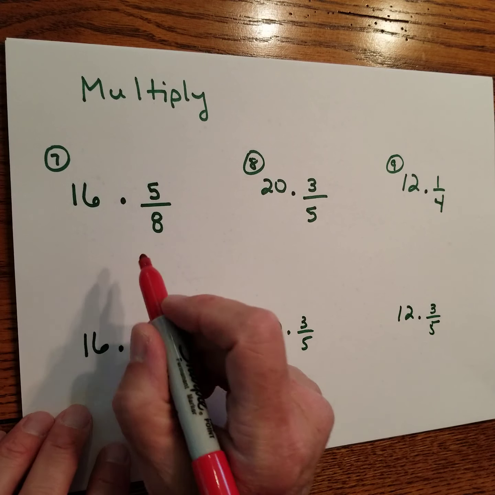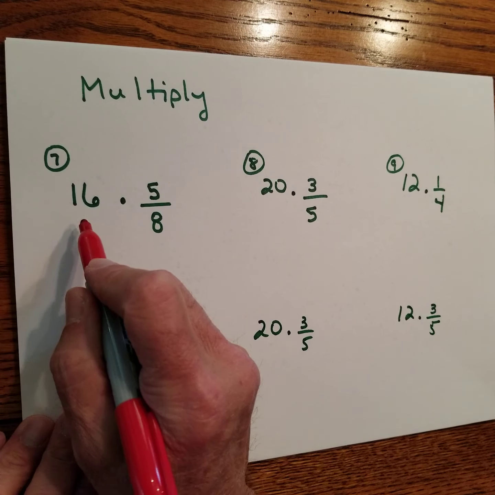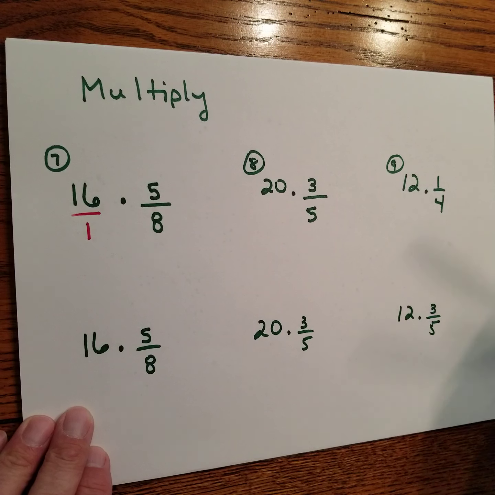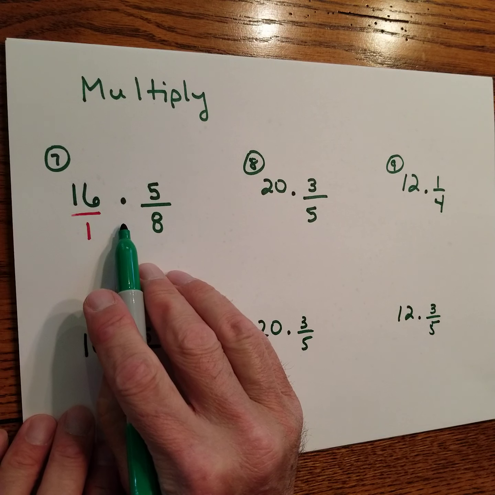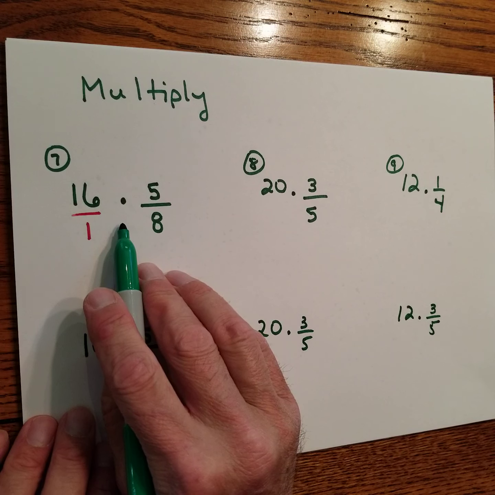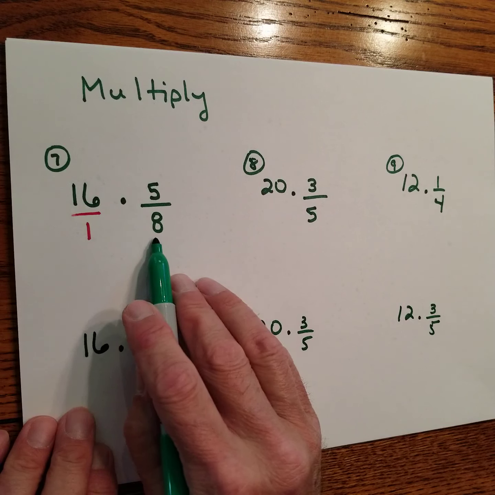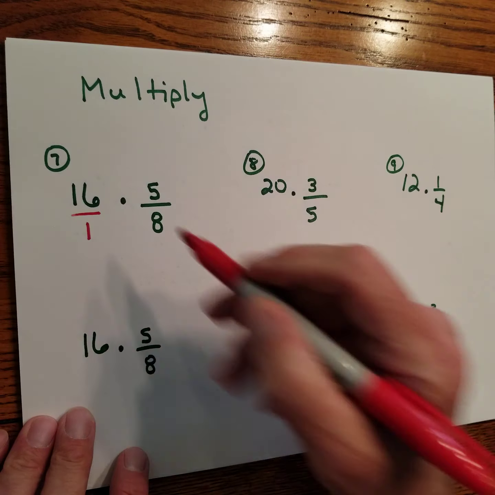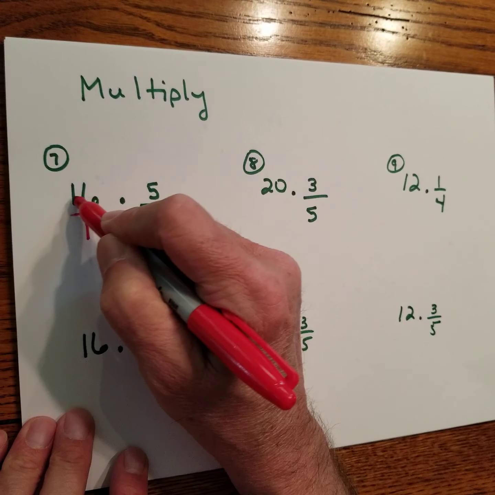For number 7, well, when we multiply, it would be nice if this looked like a fraction. Let's put it over 1 so it looks like a fraction. Now before I multiply, I like to reduce. I'm looking tops and bottoms. These are both divisible by 8. I'll divide by 8 and divide by 8.